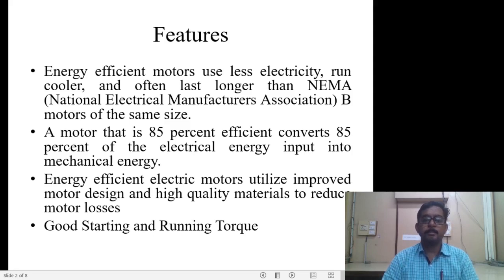Then the energy efficient motor utilizes an improved motor design, that is, the size of the induction motor gets reduced, then the weight of the induction motor, and its mechanical features get improved, and it also uses high quality materials. Its starting and running torque are good, that is, it can start easily and run easily, and accordingly its efficiency gets improved.